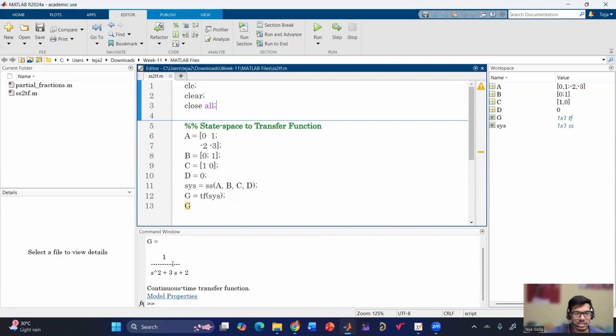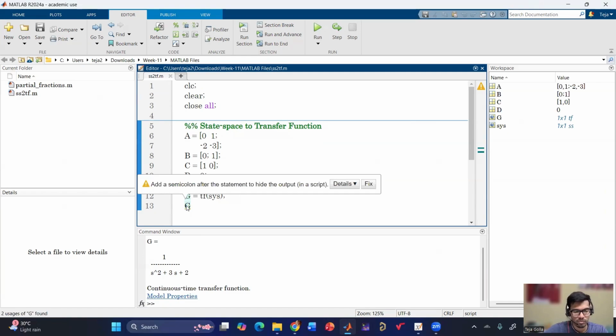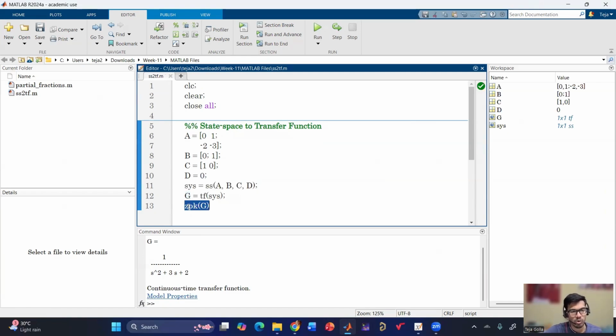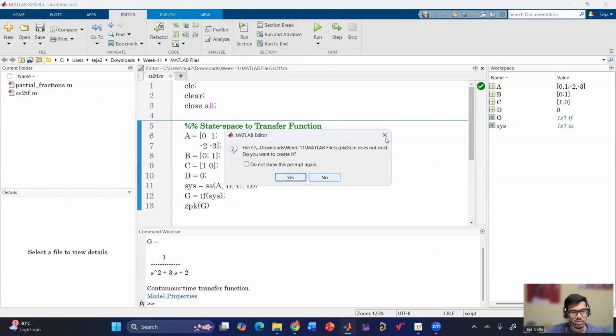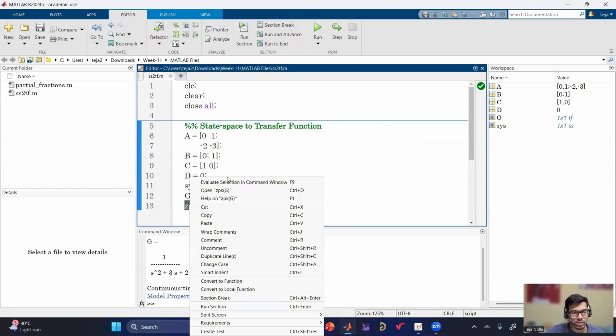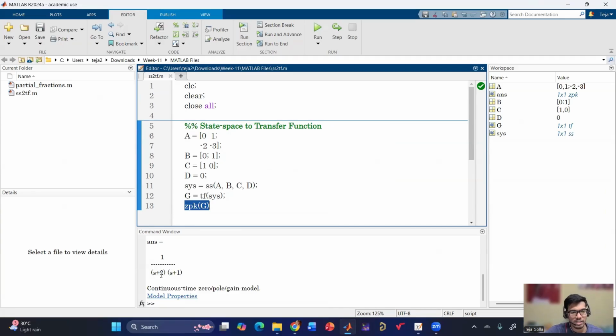So my g is 1 by s square plus 3s plus 2. If I do ZPK of g, then basically I'll get zeros, pole locations as well as gain. So it is 1 by (s plus 2) into (s plus 1). So the pole locations are minus 1 as well as minus 2.